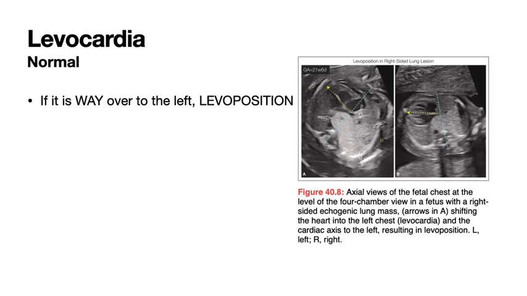Well, again, levocardia is normal. The heart is supposed to be mostly in the left chest. Now, if it's way over there, it's called levoposition. And here are some examples of things pushing the heart over to that side, like a big lung mass or a diaphragmatic hernia.